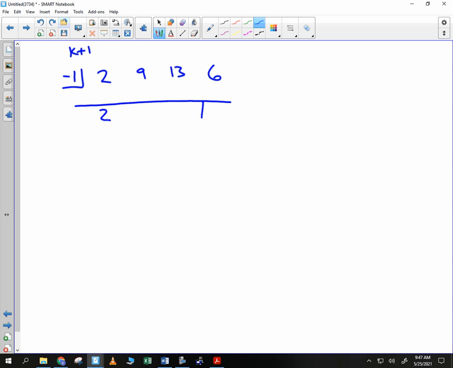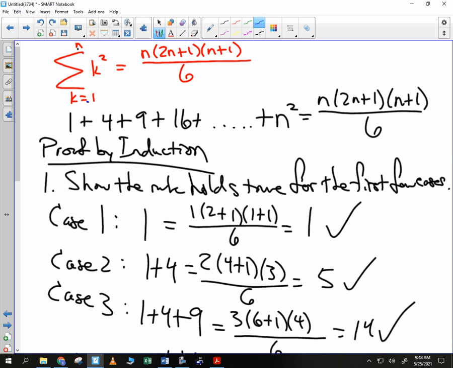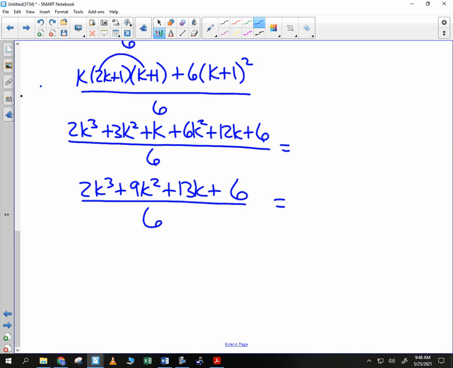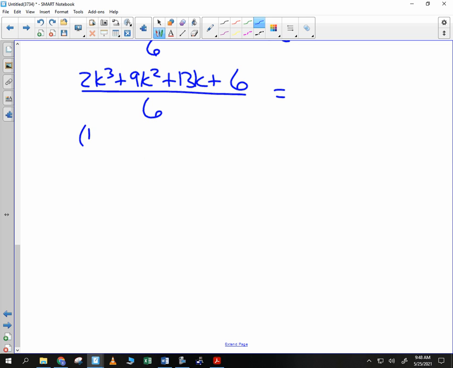Okay, so multiply negative 1 times 2 is negative 2. I add and I get 7. And then negative 1 times 7 is negative 7. I add and I get 6. And I get negative 6, I get 0. It looks like it factors, doesn't it? 2, 7, and 6. So we have this factor. That's really nice. We've got K plus 1 times 2K squared plus 7K plus 6. That looks a little bit more like what we want, isn't it?